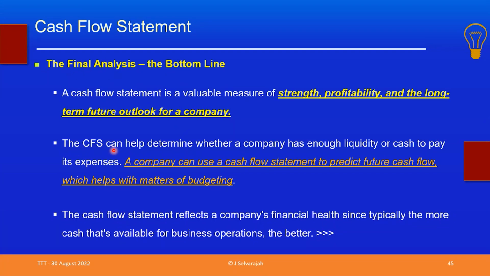The cash flow statement can help determine whether a company has enough liquid cash to pay its expenses. So we always remember one thing: you must pay your expenses in good time. Once you delay payment, there is a compounding effect of not having enough money to pay, then trying to work from what you sell: you sell, pay, sell, pay. That is going to be a very critical situation in the company. So they must always be paying on time. A company can also use a cash flow statement to predict future cash flow, which will help on the matter of budgeting.